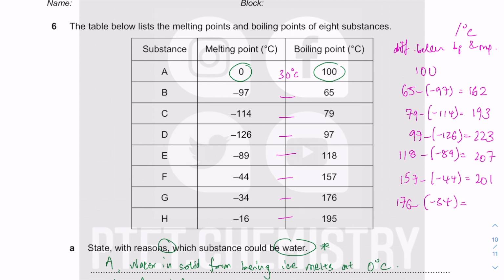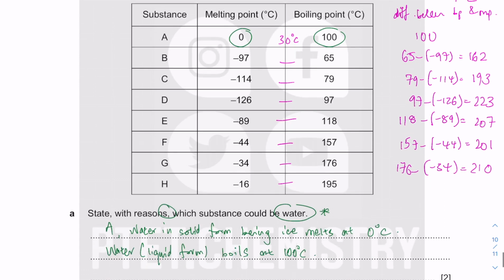All of these are additions which you should have been able to do back in your primary school, I guess. All right. And last but not least, 195 minus 16. So that is going to be 179. Okay. So which one is the biggest? The biggest range, the biggest difference in the melting and boiling point is 223. So we're looking at substance D.